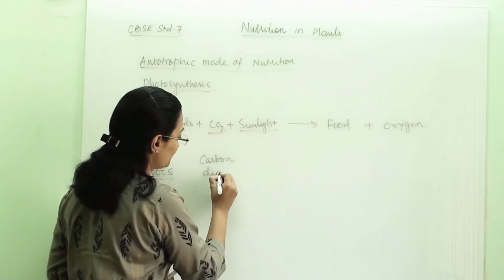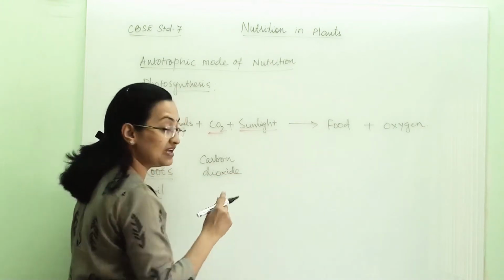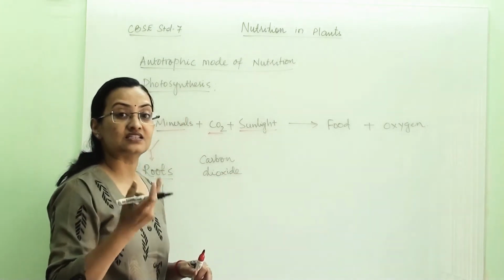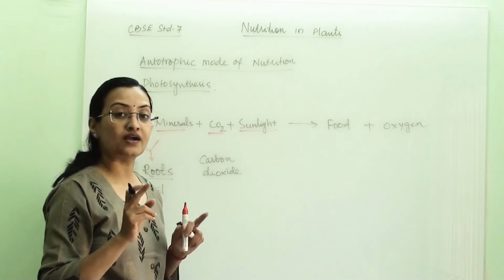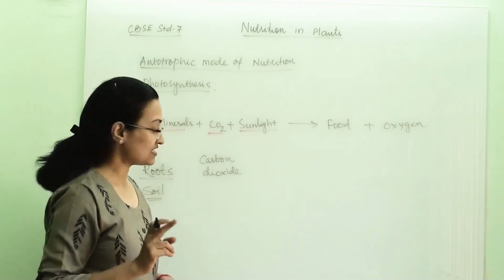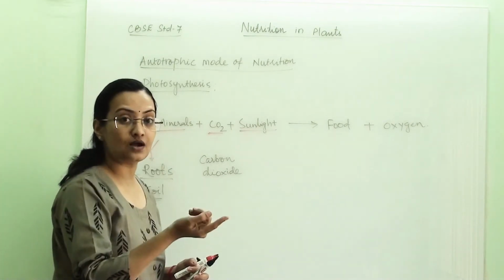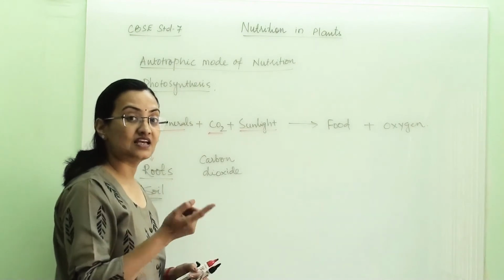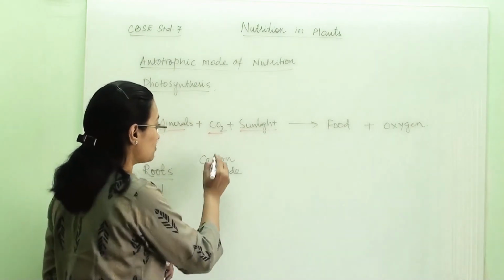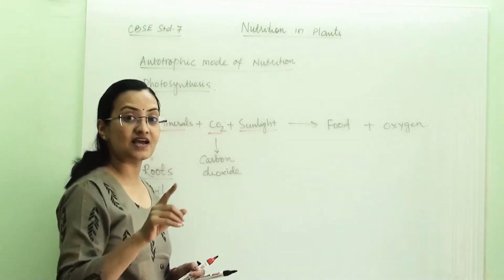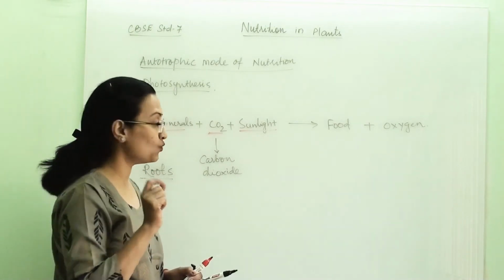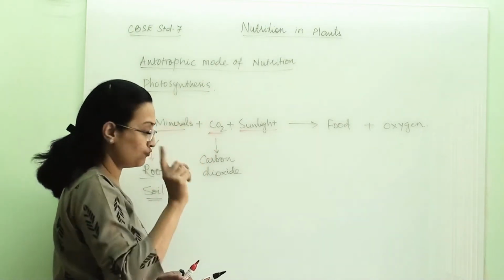We all know that when we exhale, we exhale carbon dioxide. We require oxygen for our respiration, and when we exhale out the air, we are exhaling out carbon dioxide. So carbon dioxide is utilized by plants and trees when they are doing this photosynthesis.